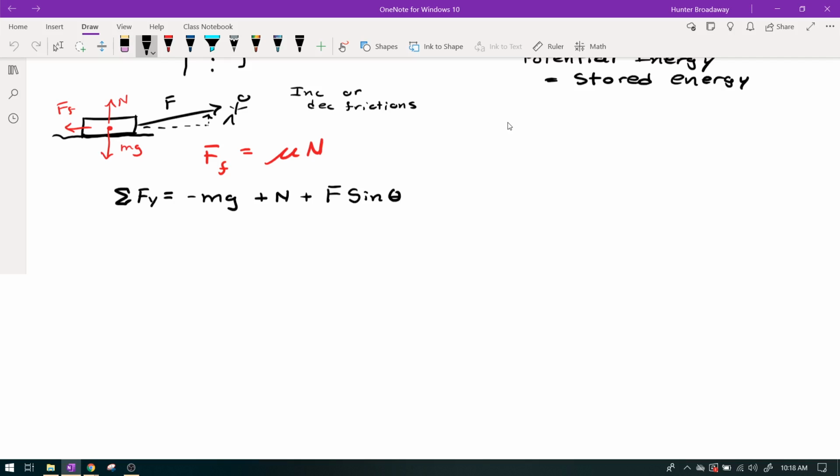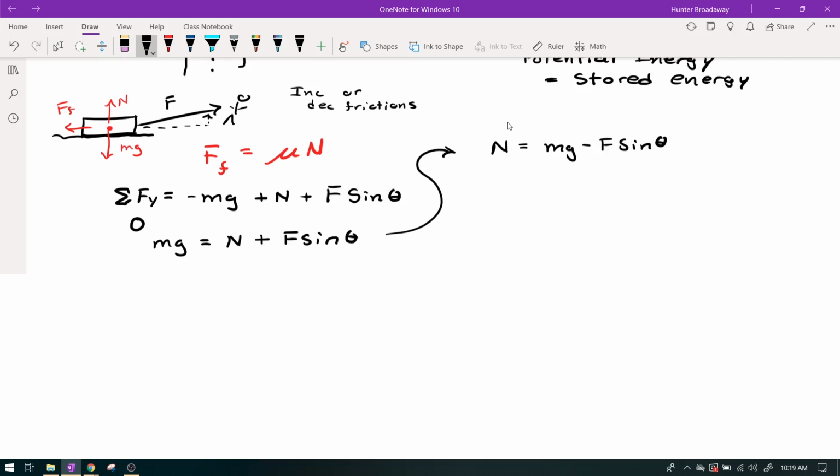So that means that our normal force has to be less because I know that this thing isn't really moving up and down. It's not floating in the air and it's not Hulk smashing through the ground. So the sum of the forces in the y direction has to be zero, which means that mg has to be equal to N plus F sine theta. That also means that the normal force is going to be equal to mg minus F sine theta.